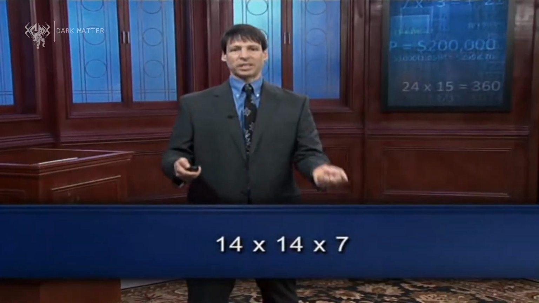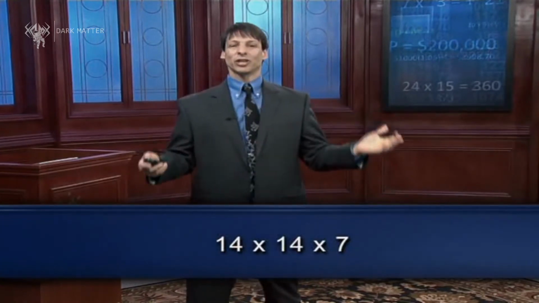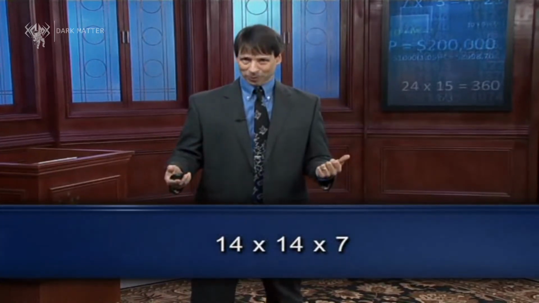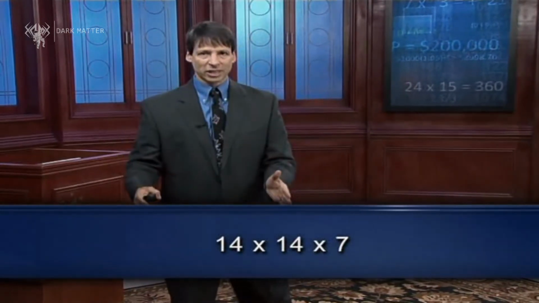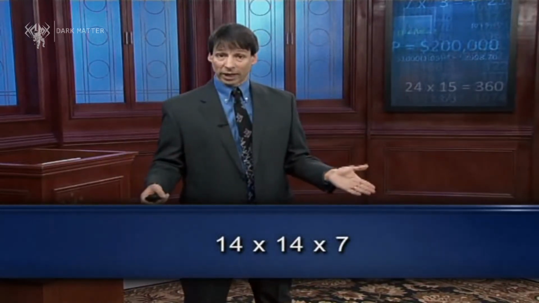One last problem. Suppose a swimming pool has dimensions 14 feet by 14 feet by 7 feet deep. What's the volume of the pool? Okay, well, the answer, of course, is 14 times 14 times 7 cubic feet. Let's do that multiplication in our head, starting with 14 times 14, which we'll do a few different ways.